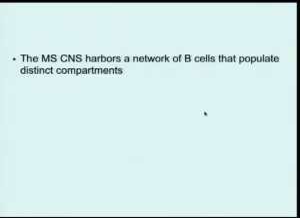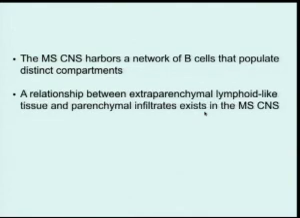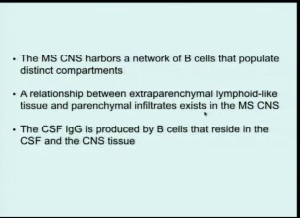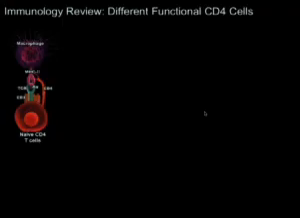So in summary, the MS CNS harbors a network of B cells that populate distinct compartments. There's a relationship between extraparenchymal lymphoid-like tissue and parenchymal infiltrates in the MS central nervous system. The CSF IgG is produced by B cells that reside in the CNS tissue. And this is critical for clinical research because it says that the spinal fluid gives us insight into what's going on in the brain, something we had not really expected.